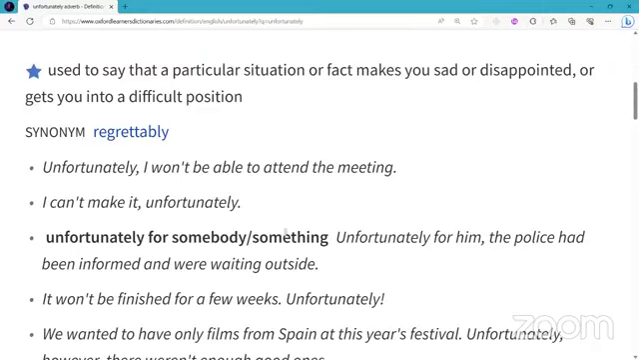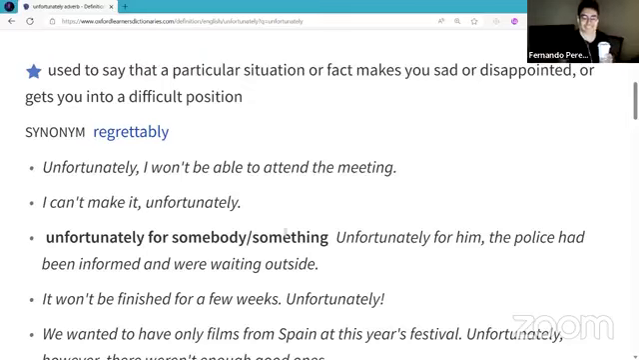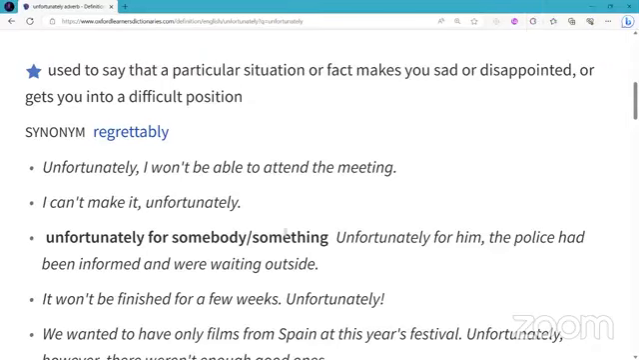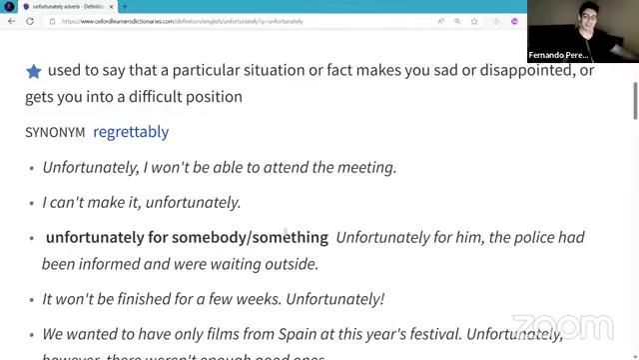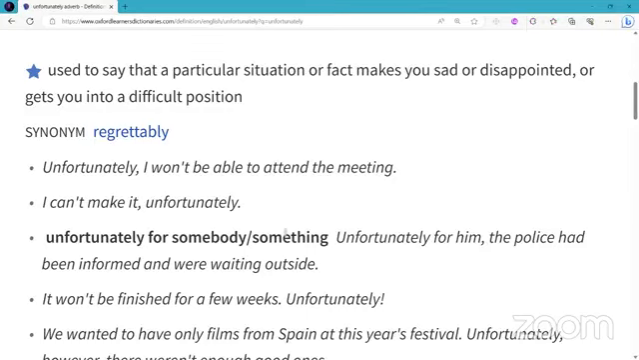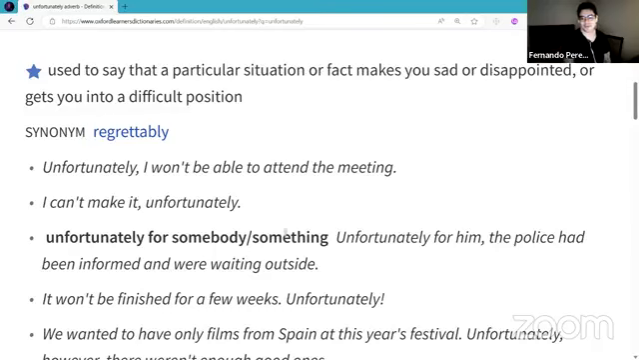Unfortunately for him, the police had been informed and were waiting outside. After three examples, you dominate the word. That's good. So in this case, as you can see, we use it as an expression before a comma.